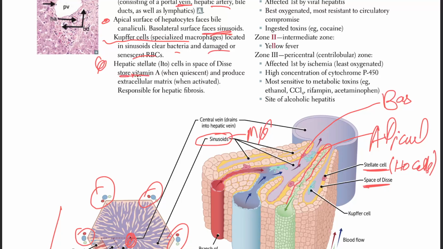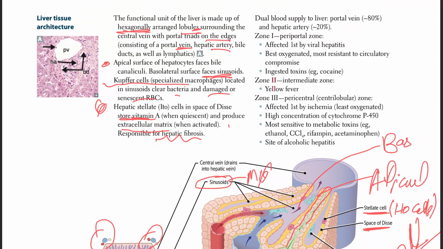One thing is they store vitamin A when they're quiescent, when they're inactive. And they produce extracellular matrix when activated. So they produce the extracellular matrix when activated, and they are the ones responsible for hepatic fibrosis. So when they're active, they are the cells responsible for fibrosis of the liver. Let's look at the blood supply. Dual blood supply of the liver. The portal vein contains about 80%, and the hepatic artery contains about 20%.